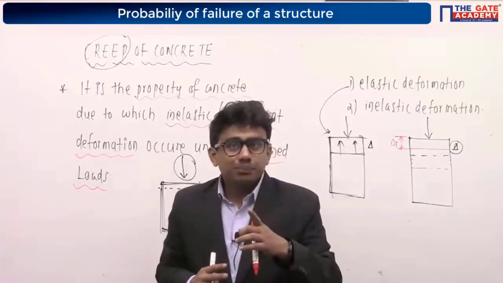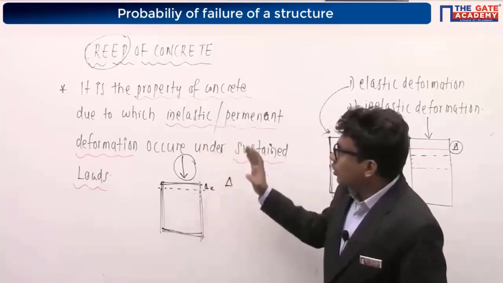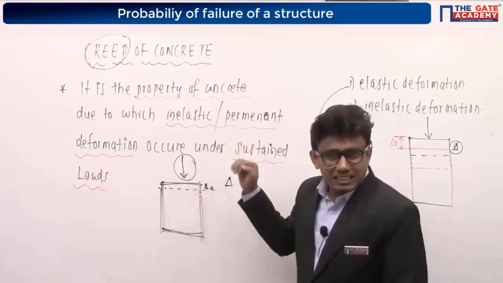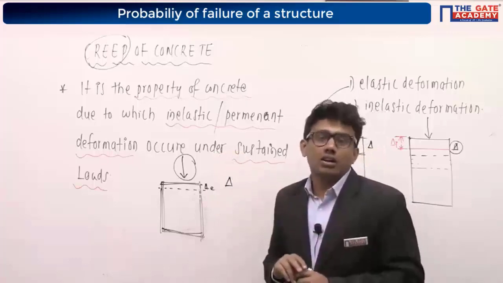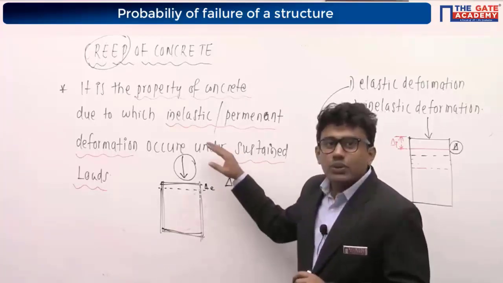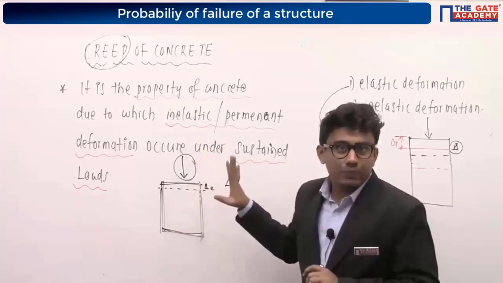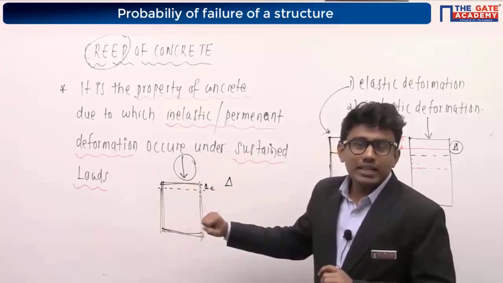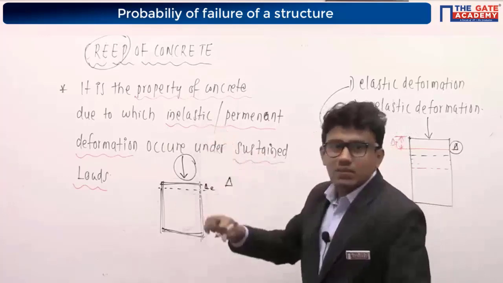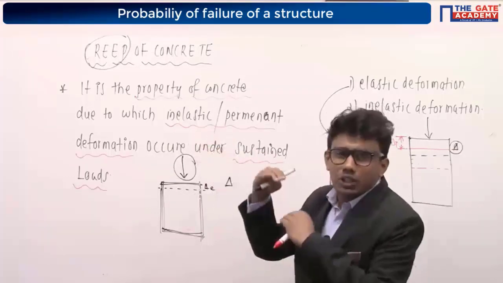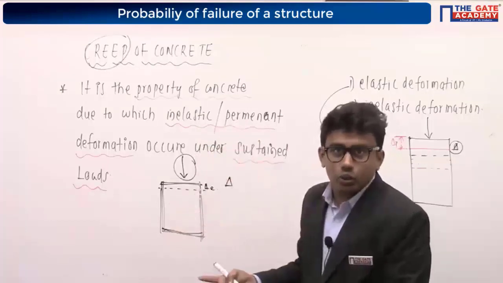Is it clear? It is occurring due to the placement of a load, that is a permanent or sustained load, for a very long time in the concrete. Yes, I think it's clear. So this is actually the meaning of creep. Inelastic means which cannot be regained. A part of that deformation can be regained, but it cannot be fully regained.